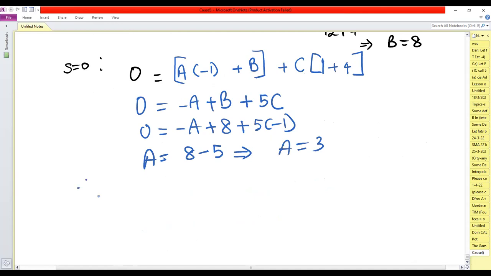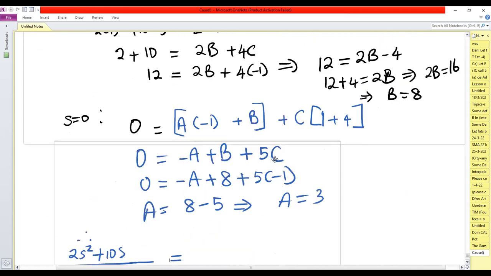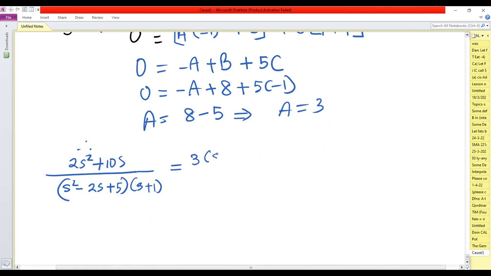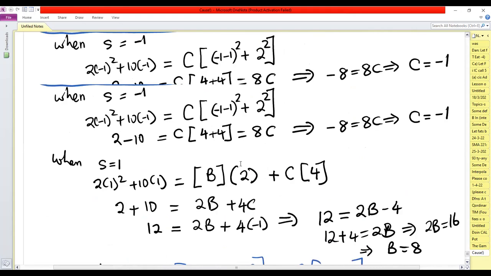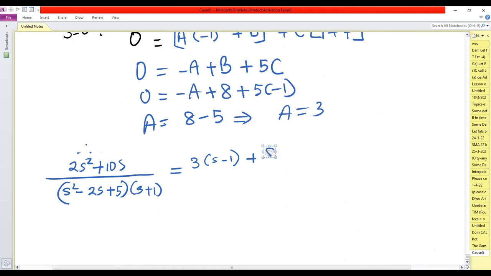So therefore, our expression 2s squared plus 10s divided by s squared minus 2s plus 5 multiplied by s plus 1 will be given by, now remember we had A into S minus 1 and our value of A is 3. So we'll have 3 into S minus 1 plus B, and our solution for B is 8. So B is 8, divided by S minus 1 squared plus 2 squared, and then plus C over S plus 1, and C is minus 1. So that's why we have minus 1 over S plus 1.